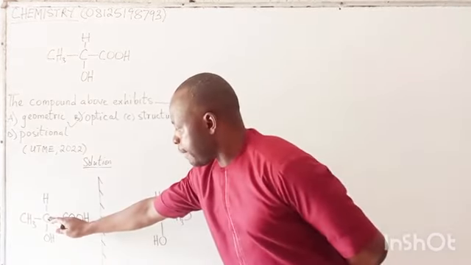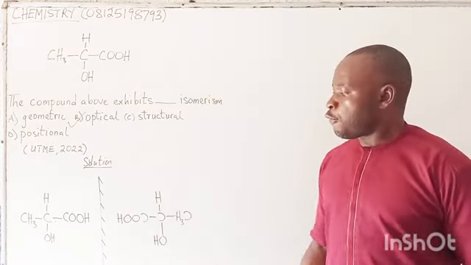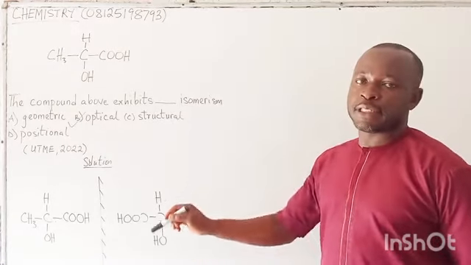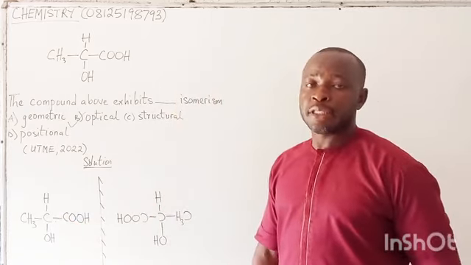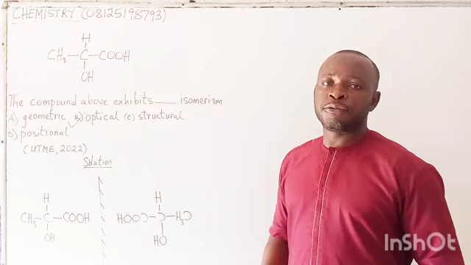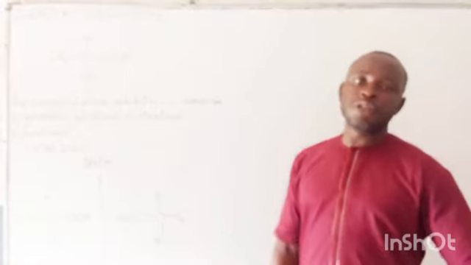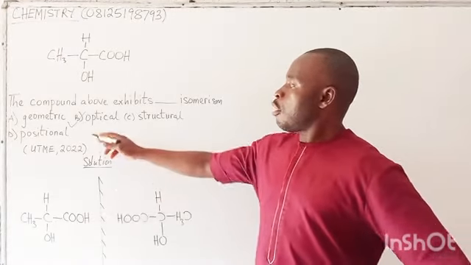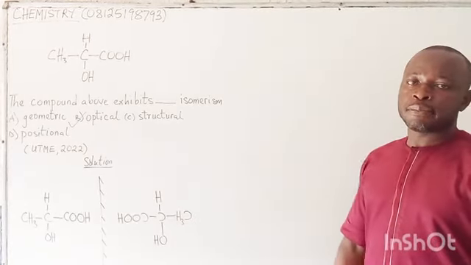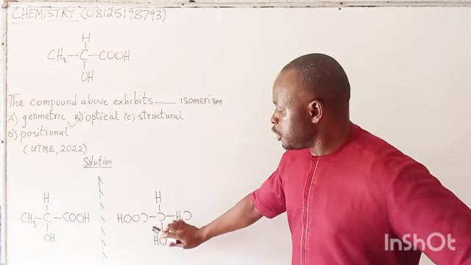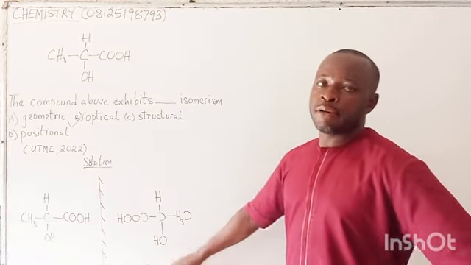If this carbon has four different atoms or four different groups attached to it, it means that carbon is a chiral carbon. And for a compound that contains a chiral carbon, the kind of isomerism it's going to exhibit is what we call optical isomerism or enantiomerism. And the mirror image of this compound is called an enantiomer.